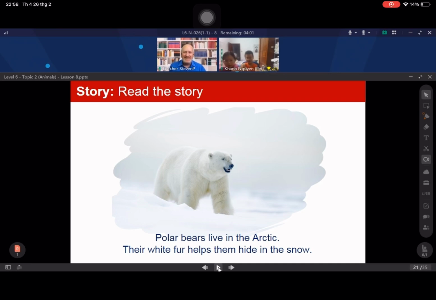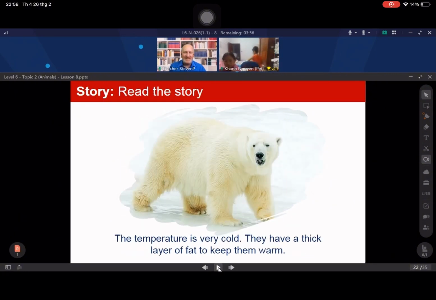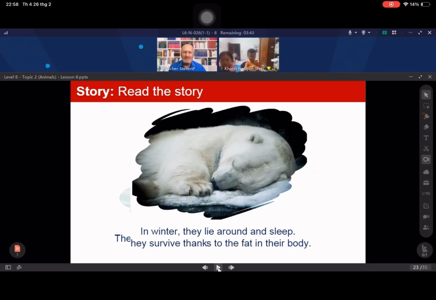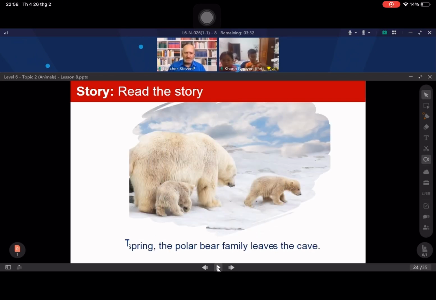Polar bears live in the Arctic. Their white fur helps them hide in the snow. The temperature is very cold. They have a thick layer of fat to keep them warm. In winter, they lie around and sleep. They survive thanks to the fat in their body. In spring, the polar bear families leave the cave.